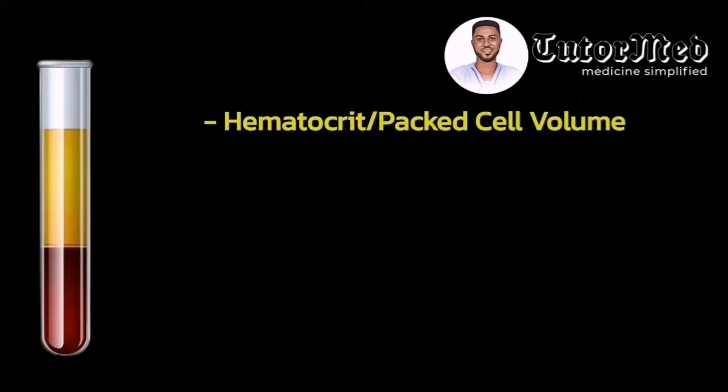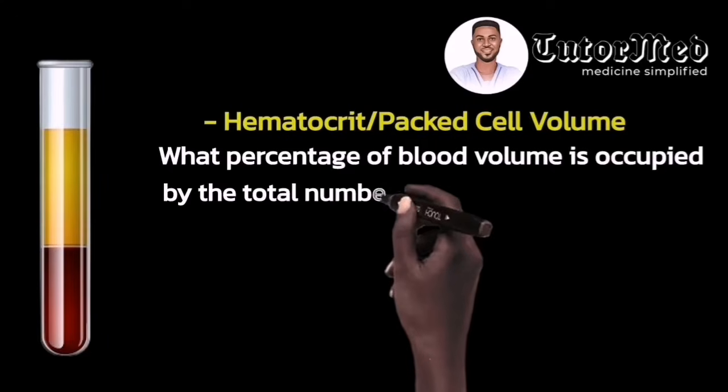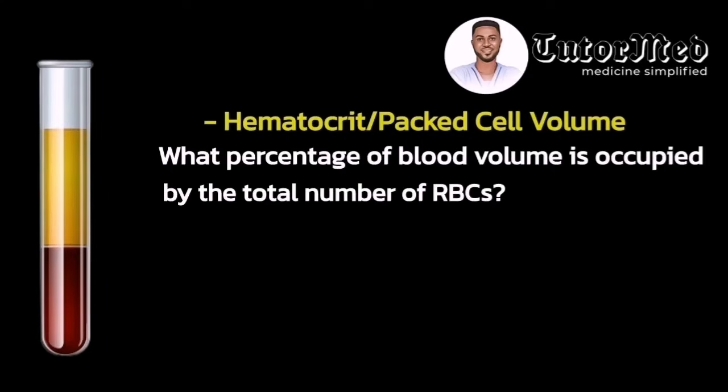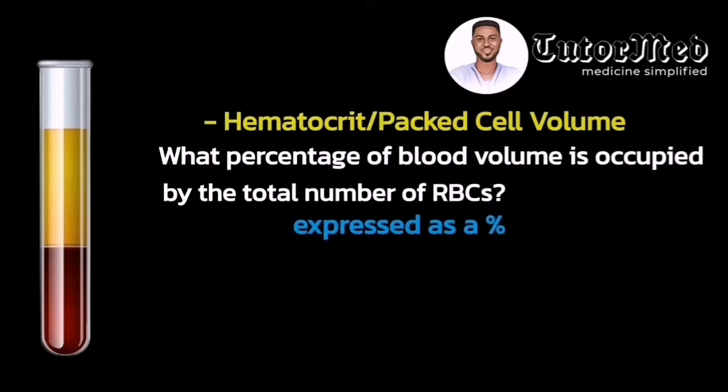And so the hematocrit answers the question: the total number of red blood cells counted initially, what percentage of blood volume does it occupy? And the result is expressed as a percentage. So for example, a patient can have a hematocrit or packed cell volume of 42%. This means the red blood cells occupy 42% of the entire blood volume.